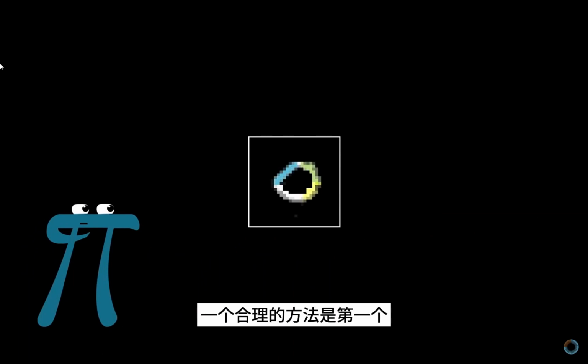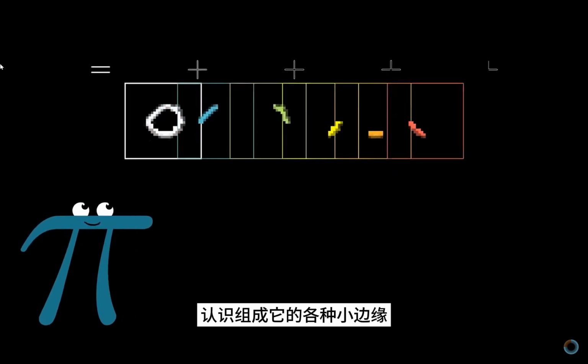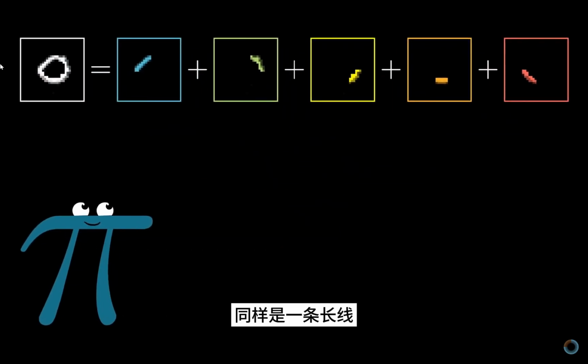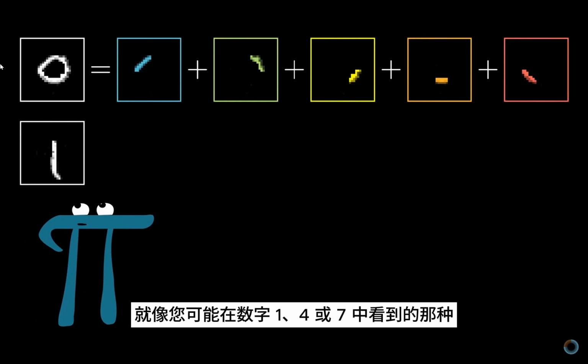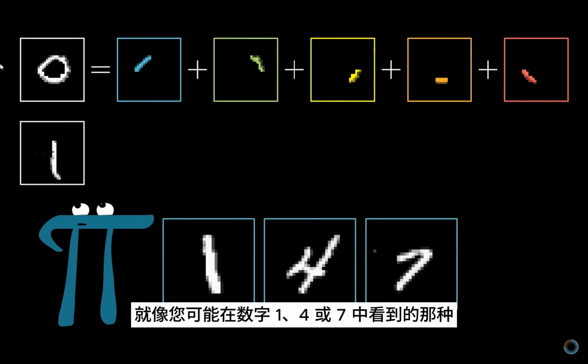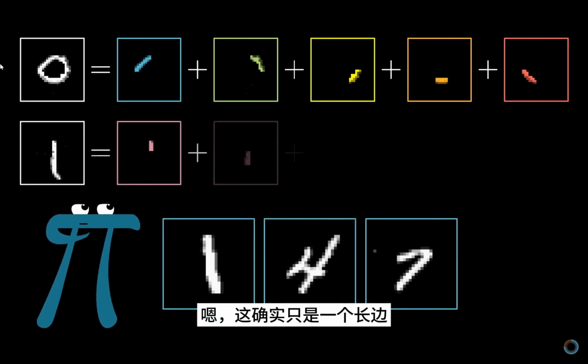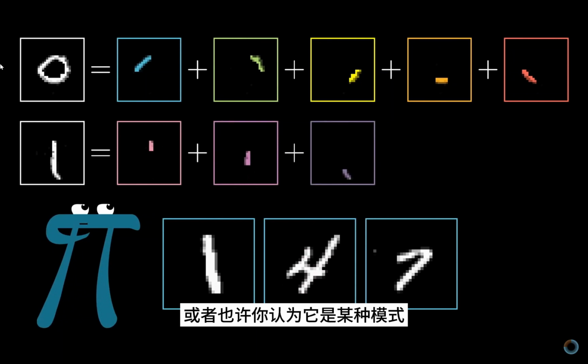One reasonable way to do this would be to first recognize the various little edges that make it up. Similarly, a long line, like the kind you might see in the digits 1 or 4 or 7, well, that's really just a long edge, or maybe you think of it as a certain pattern of several smaller edges.